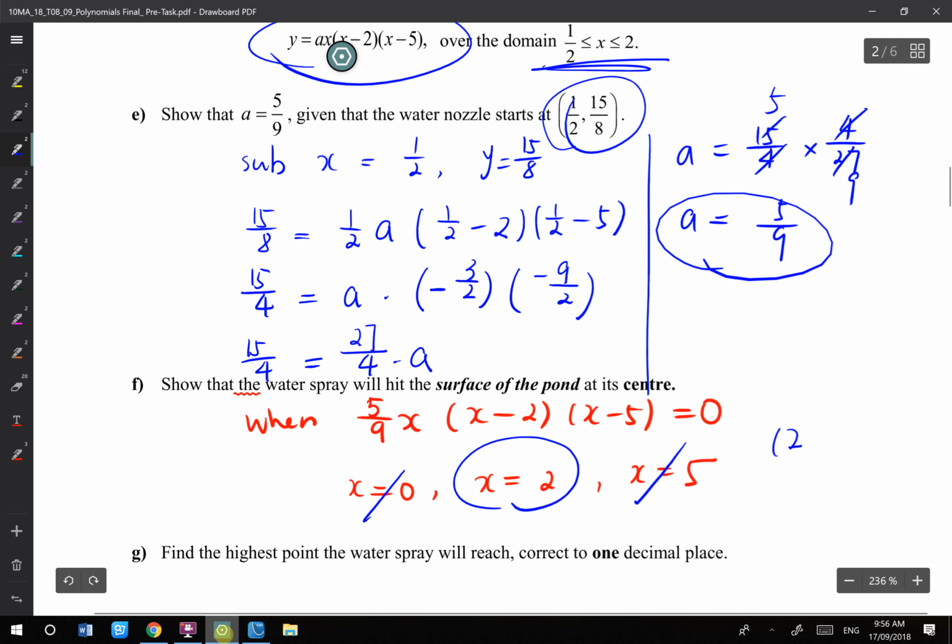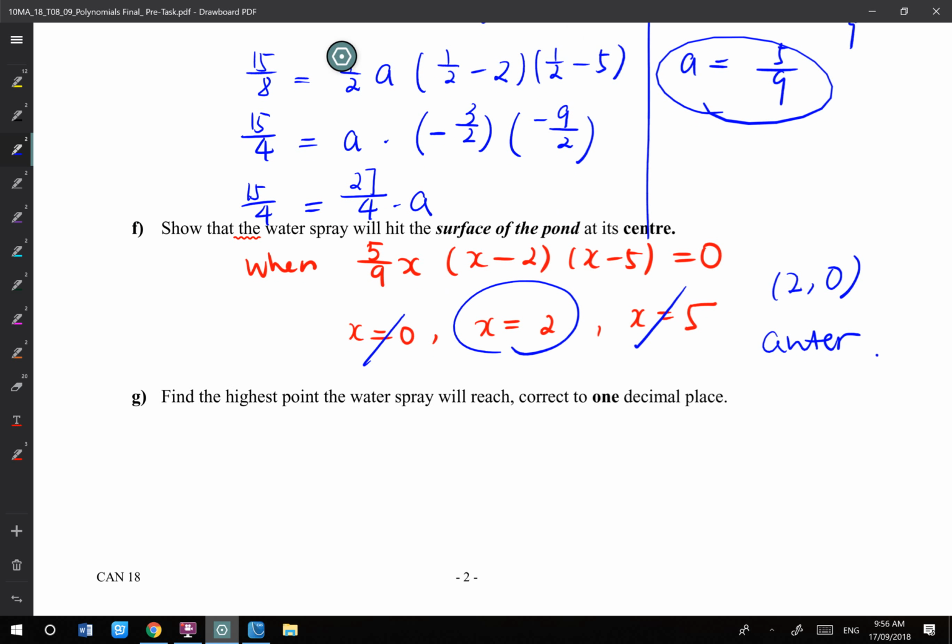So I will have 2, 0 is where the water actually hits the surface, and this point is the center. I can see where it hits the surface. It hits the surface at 2, 0, and that is also the center of the point. So I have shown that it actually hits the center. Okay, the surface center. Wait, don't you say that 2 is the center? Well, you say that. I'm not going to write it. I said center. Like 2, 0, it hits at 2, 0, and 2, 0 is the center of the point. Yeah?